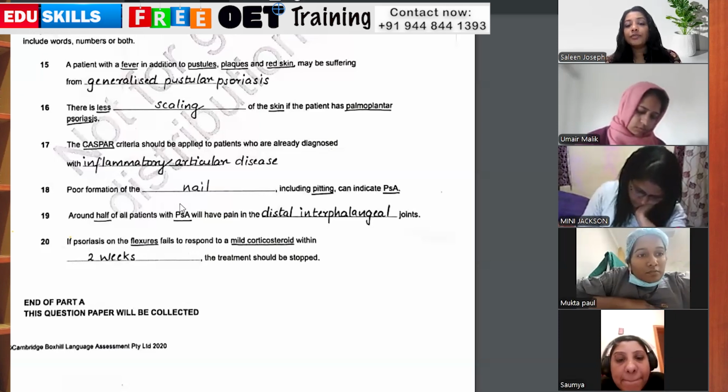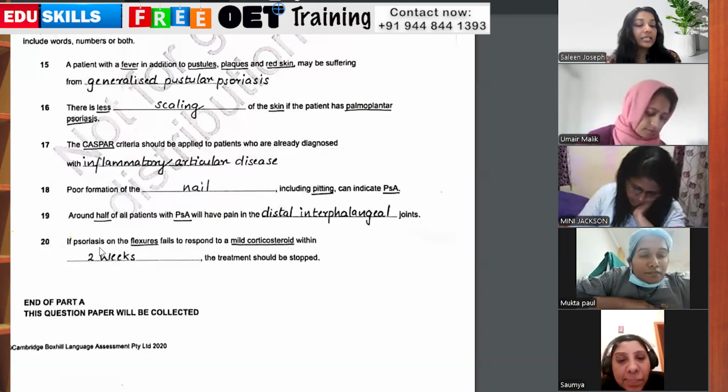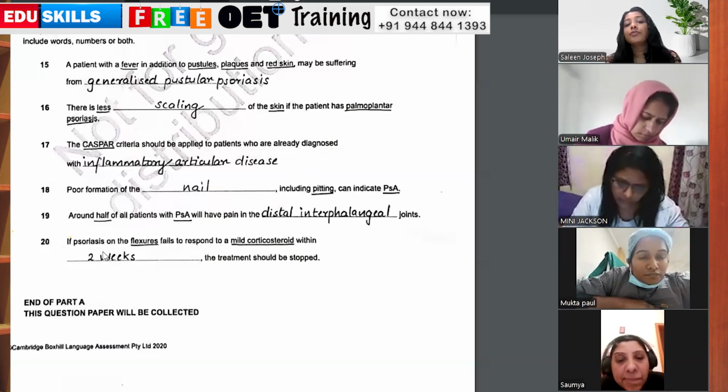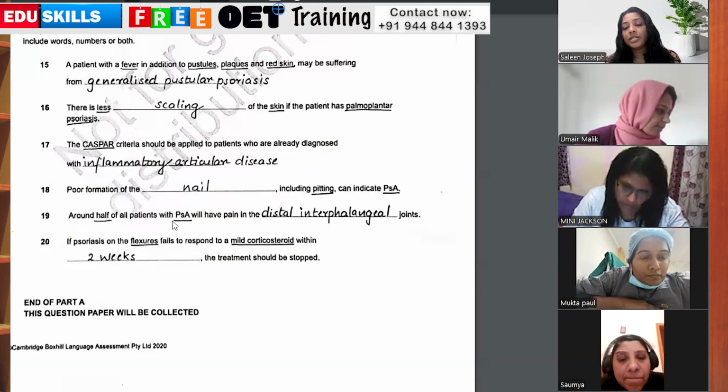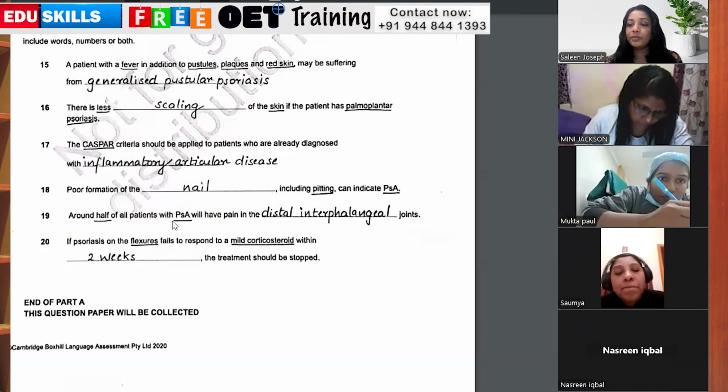Then poor formation of nail including pitting can indicate PsA. We have already discussed that in psoriatic arthritis. They have mentioned here nail dystrophy. So poor formation of the nail. Then around half of all patients, that means all means it's like 100%, half of all means it's 50%.